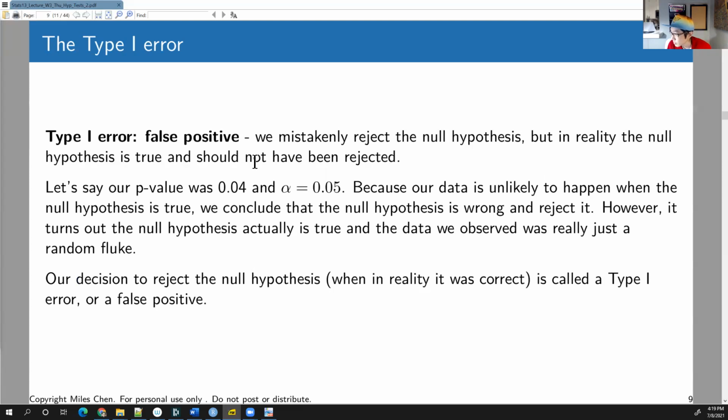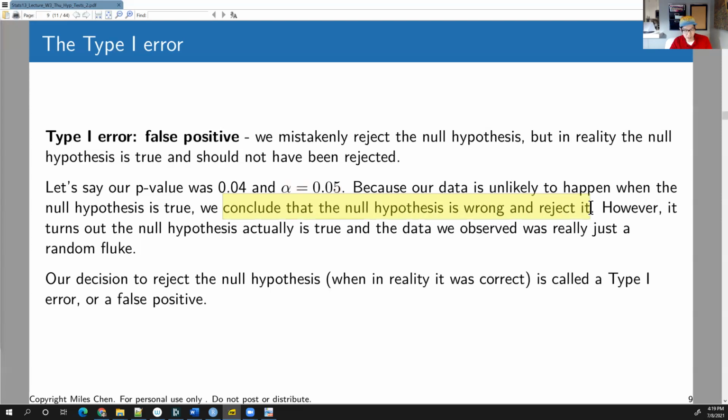So, type 1 error, yeah. A little bit more detail. Let's say you go through your process, you end up with a p-value of, say, 4%. Your significance level is 5%. And so according to the process, you say, because my p-value of 4% is less than the significance level, I'm going to reject the null hypothesis. You conclude that the null hypothesis is wrong, you reject it, okay?